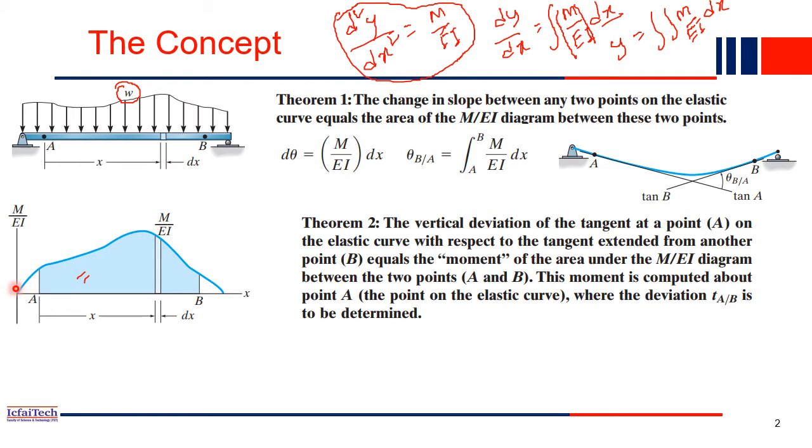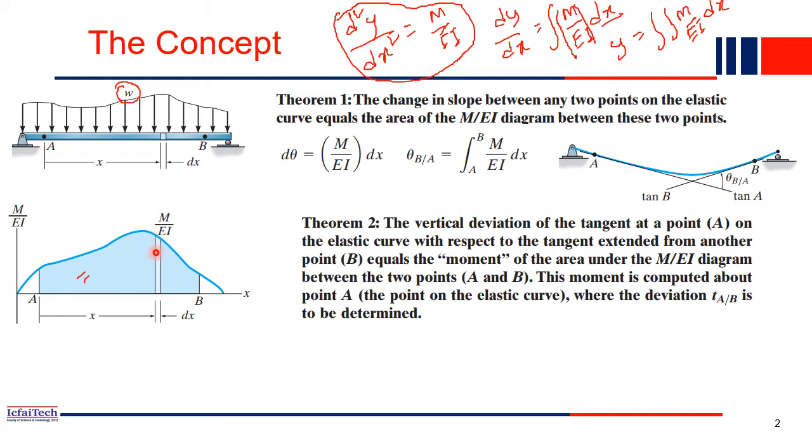So this is the M by EI diagram, right? So dy/dx equal to, what we can tell is, M by EI into dx. So M by EI is nothing but this height, right? This height we call M by EI, into the distance dx, which is this much. So that is theta. So dy/dx, which is theta, equals M by EI into dx.